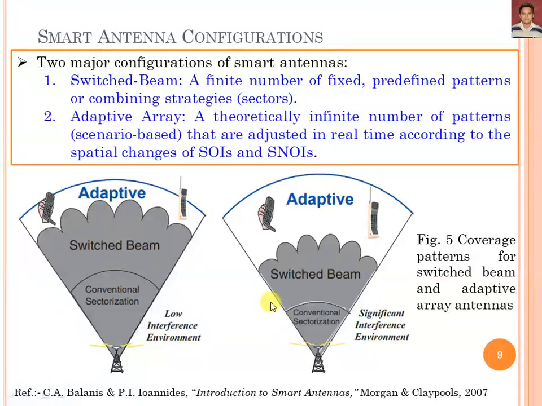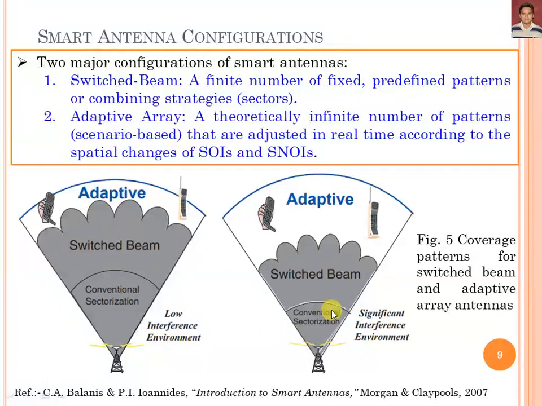So sectorized systems we can use to enhance the system capacity. Here we sectorize a particular cell into three sectors, specifically 120 degrees each. So cell sectoring and cell splitting are the two techniques that can be used in wireless communication to enhance the capacity of the systems.